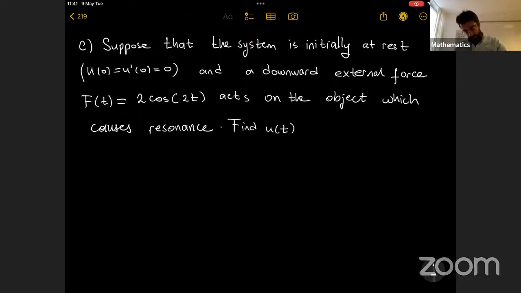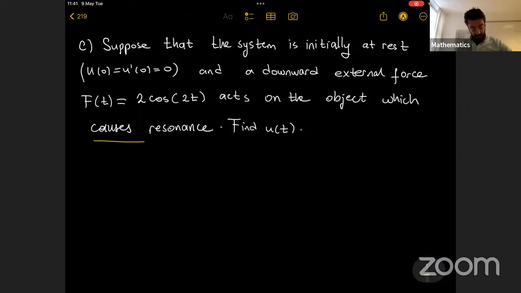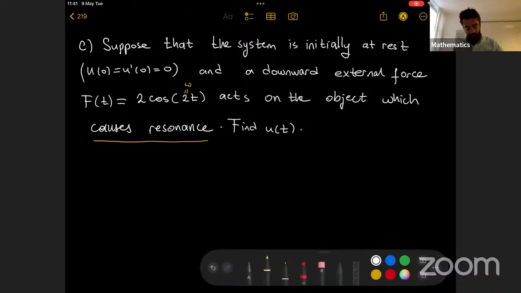u of t, okay? So now we will consider the case of an external force which causes a resonance here. It causes a resonance because of this W. W is equal to 2 now, okay? In that case, you will see that the amplitude will be very large. Okay, let's do it.